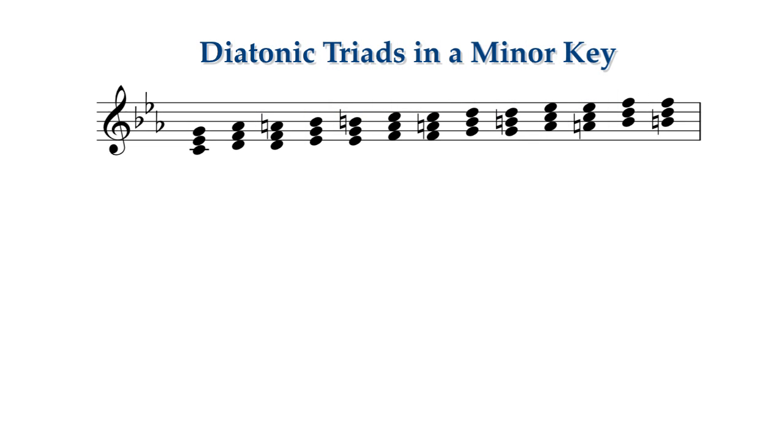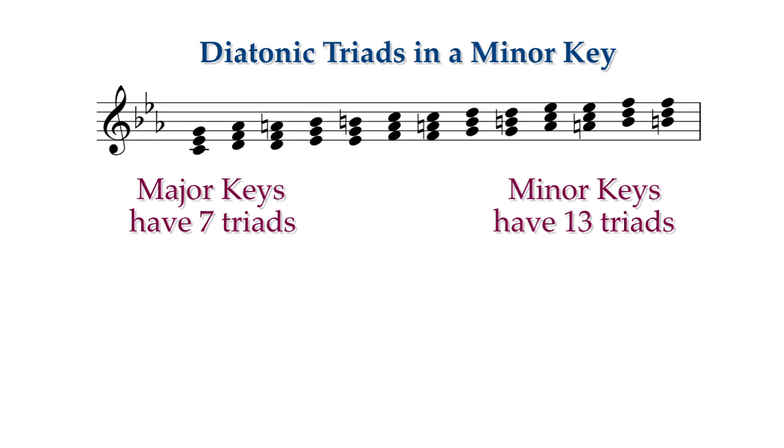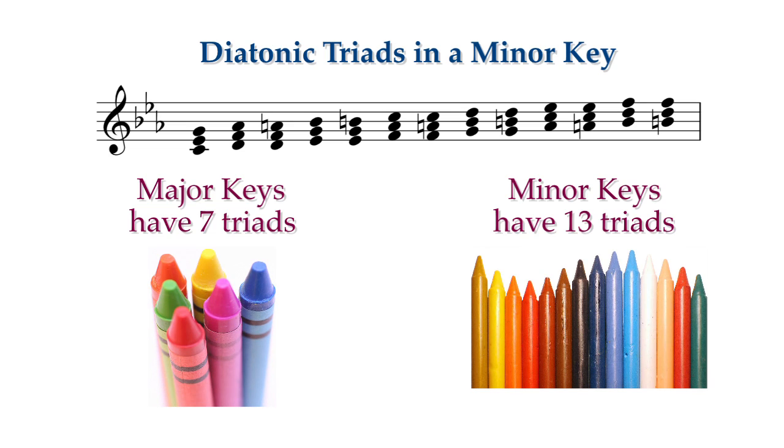Since in a minor key, the 7th scale degree might be te or ti, and the 6th scale degree might be le or la, there are 13 possible root position chords. You can think of the major keys as a crayon box with 7 colors, and the minor keys as a crayon box with 13 colors. Minor keys can actually be more fun.